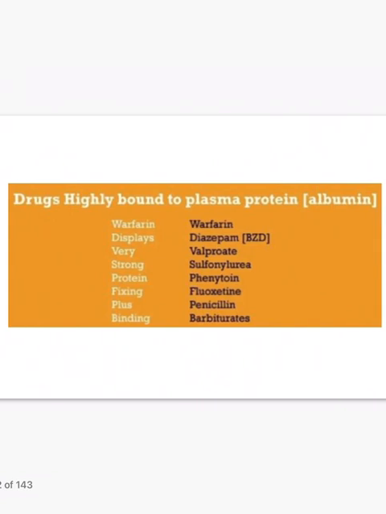Now coming on to some drugs that are highly plasma protein bound. One thing you need to remember: if the drugs are highly bound to plasma protein, they will distribute less in the tissue. As a result, these drugs have a low volume of distribution because they are highly bound. So what is the mnemonic?